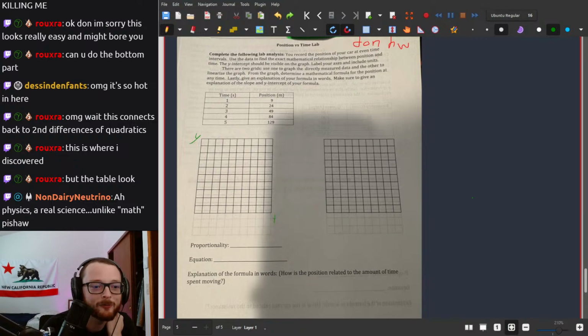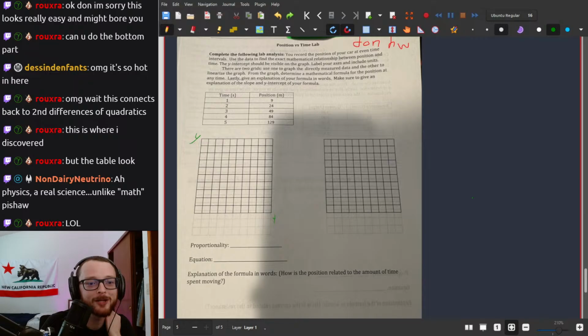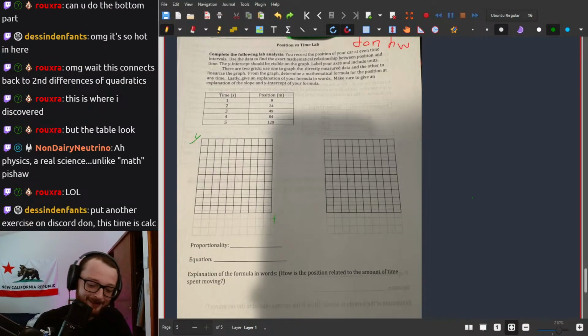Oh, we have to figure out scaling. Oh my god. 1, 2, 3, 4, 5, 6. Oh, this is a terrible question. You want me to do linear regression? Okay. 1, 2, 3, 4, 5, 6, 7, 8, 9, 10. And you want me to go up to 130. I can't even break it up into clean intervals. Oh my god.